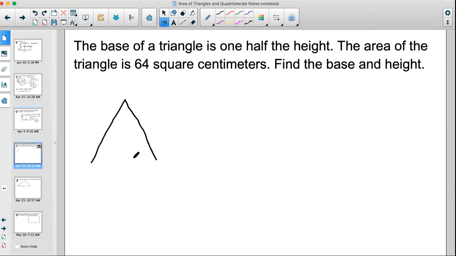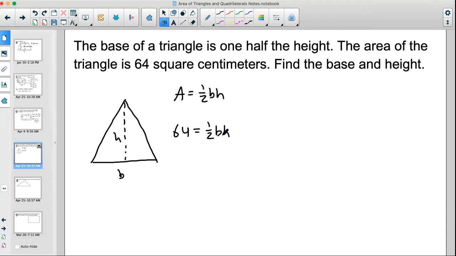I'm just going to draw some triangle. I don't know what it looks like. Like this is B, and this is H. And the area of every triangle is 1/2 times the base times the height. They tell me that the area is 64, so I can write 64 equals 1/2 base times height.